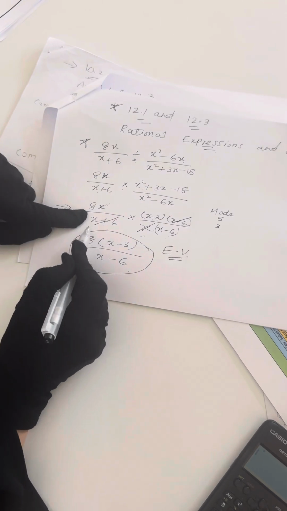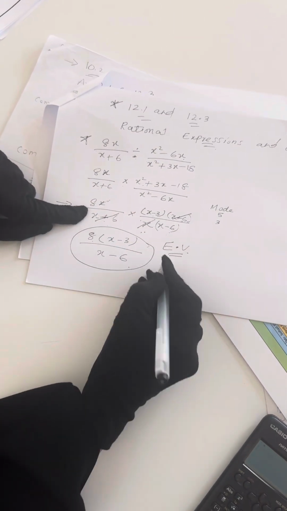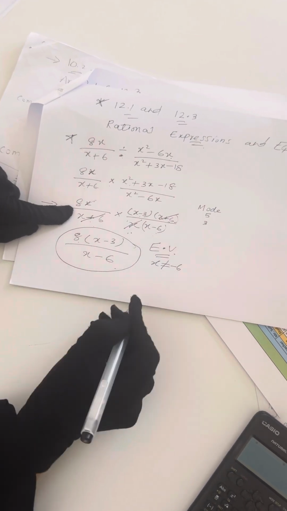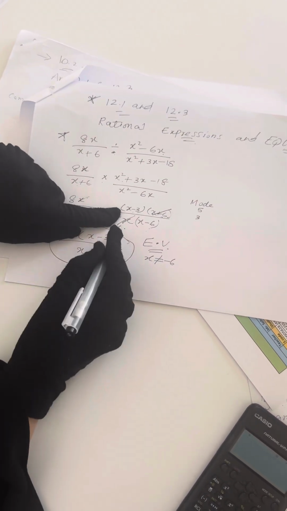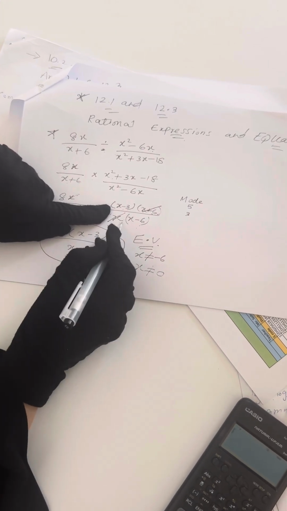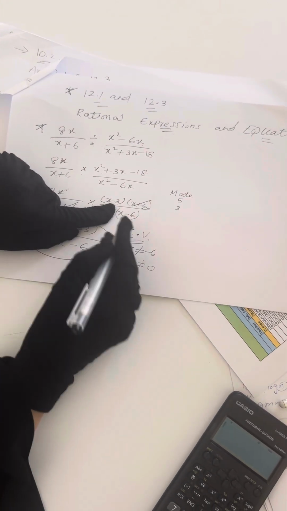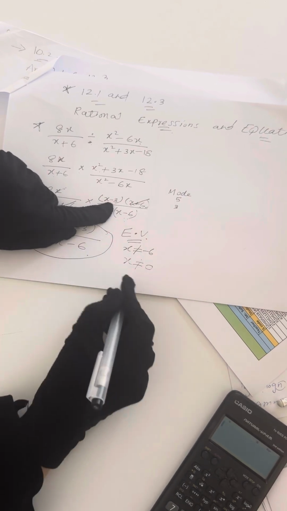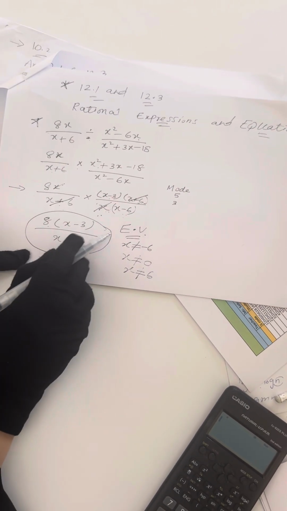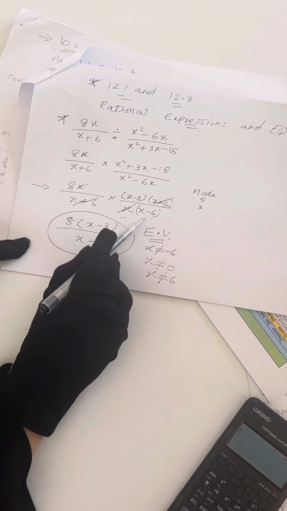So the first factor is x plus 6. It means in the excluded values x cannot be equal to negative 6. Then here it's only x, so x cannot be equal to 0, because we don't have any number here. In this factor it's x minus 6, so x cannot be equal to 6. Again, excluded values you take only from the denominator.